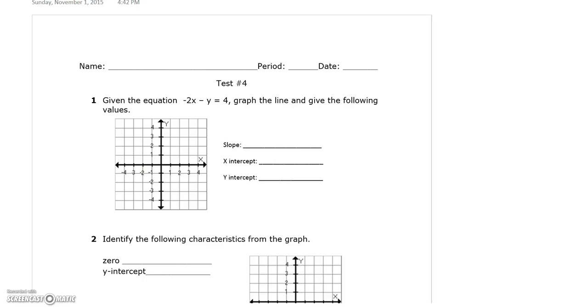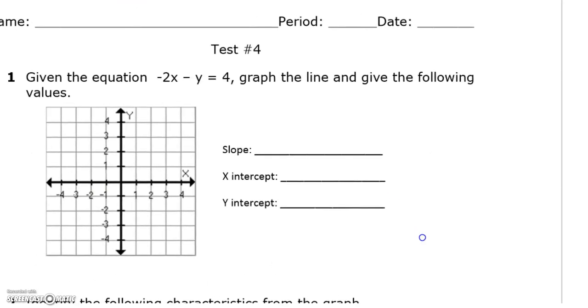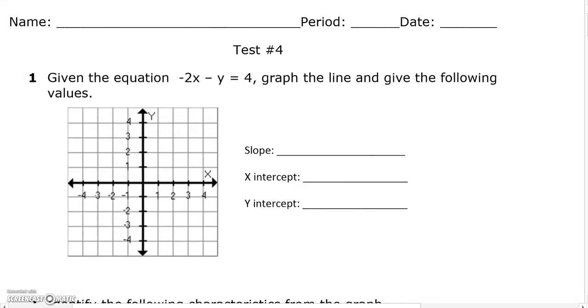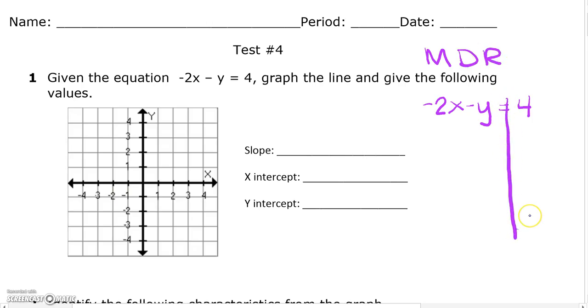So the first question says, given the equation negative 2x minus y equals 4, graph the line and give the following values. So anytime you have an equation like that, you always have to solve it for y first. So use MDR. Your first step is to move, and so we need to move the 2x because we're trying to get y by itself.